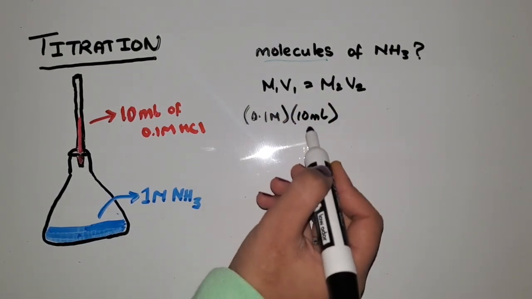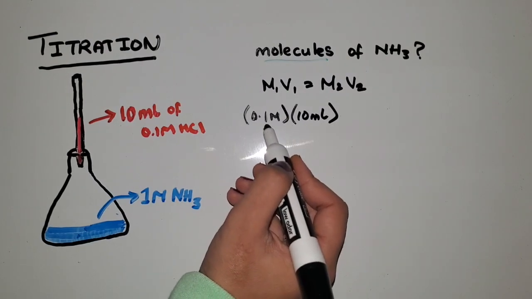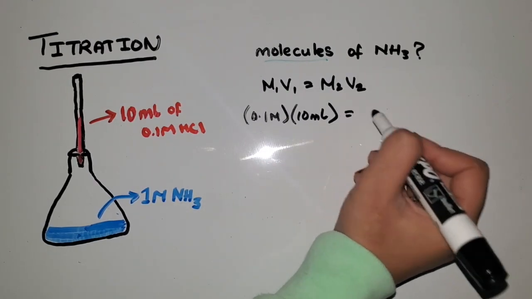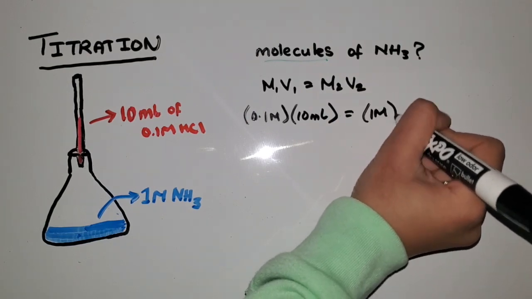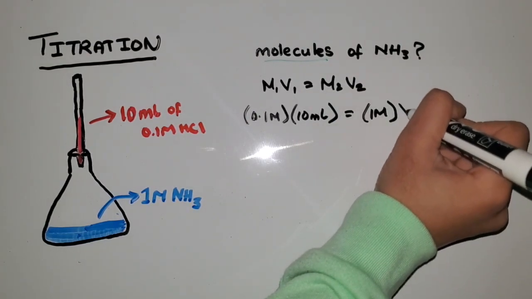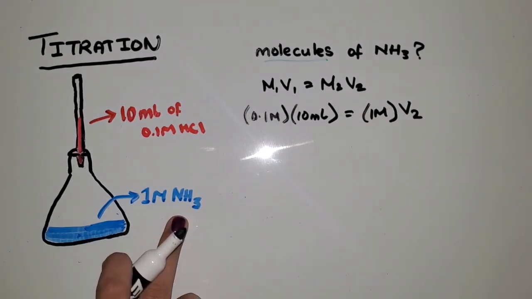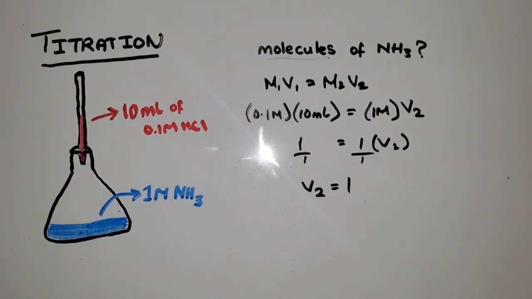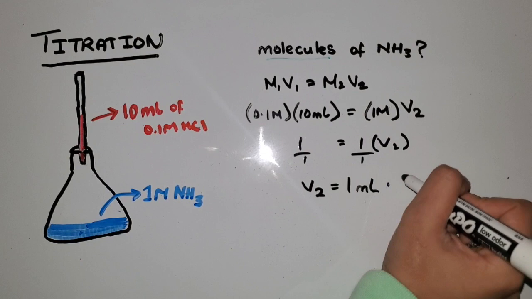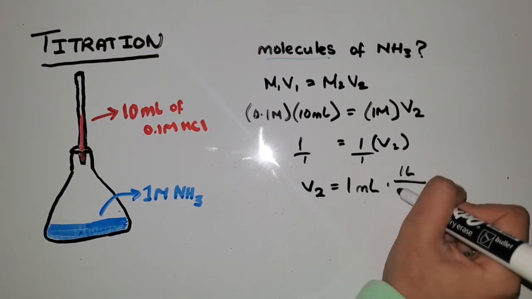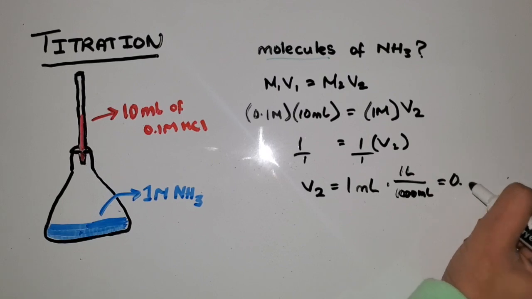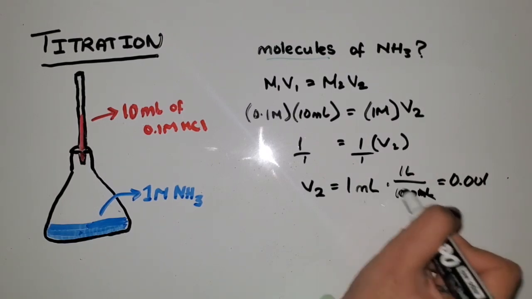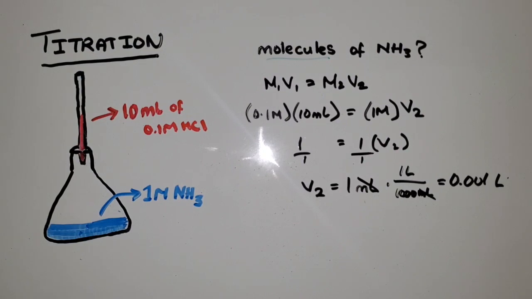So we use 10 milliliters of HCl, which is 0.1 molar solution, in order to titrate a 1 molar solution of ammonia, and we're solving for the volume of the ammonia solution that we were titrating. If you do the math, you can see that V2 equals 1. Looking at the units, we know that the volume is still in milliliters, so we get 1 milliliter. And if I was to convert this to liters, I'll just show the dimensional analysis here. 1 liter has 1,000 milliliters. That would give you 0.001. The units cancel, we're left with 0.001 liters.